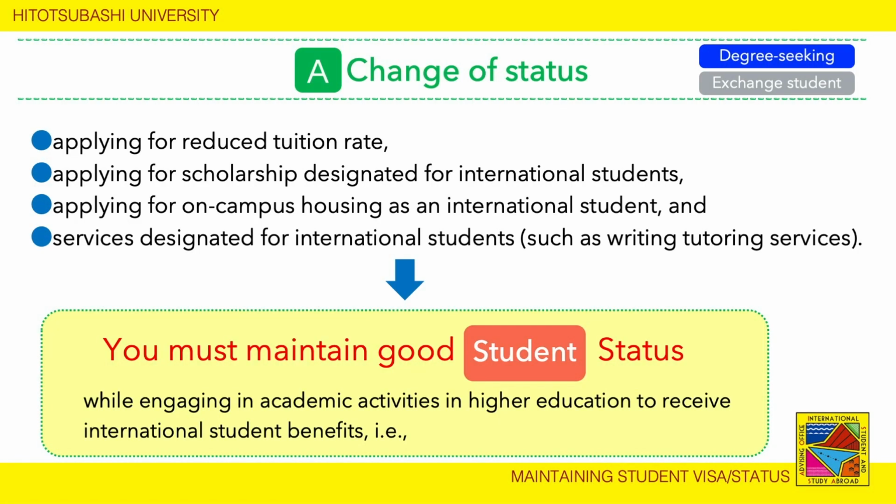Okay, first of all, when you come to Japan to study at a university, you must have a good student status in order to apply for tuition or other benefits that are offered through the university for international students. If you have, let's say, a family visa or other types of visas, then you're not in student status, and that means you're not eligible to apply for some of these services.